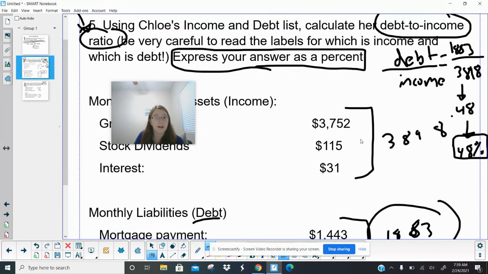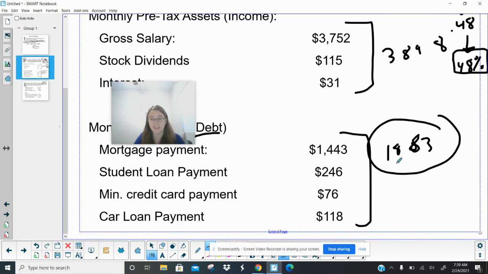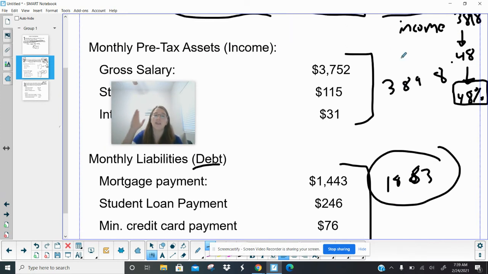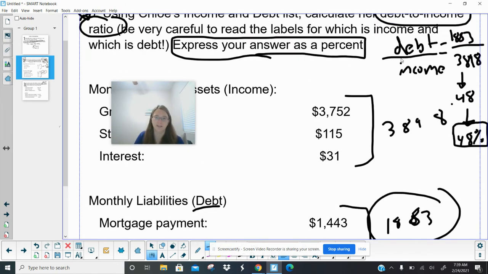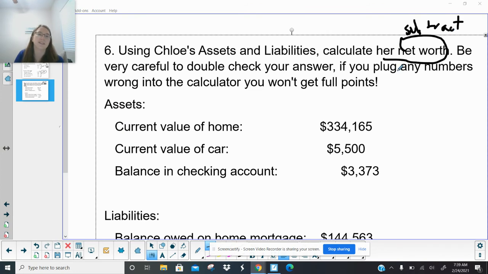So once again, go back to your problem. Number 5 is debt to income ratio. The debts have to go on top, which is the second number. The income has to go on bottom. And then we divide to get the percent. Number 6, this is net worth and this is subtracting.